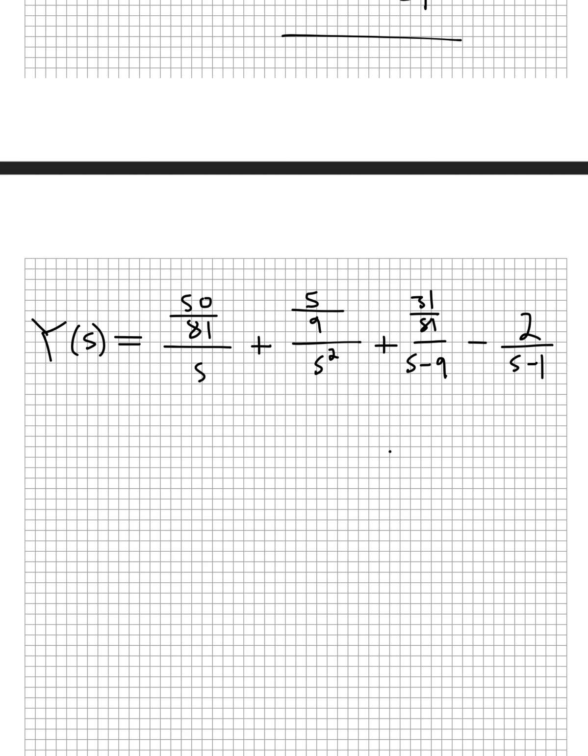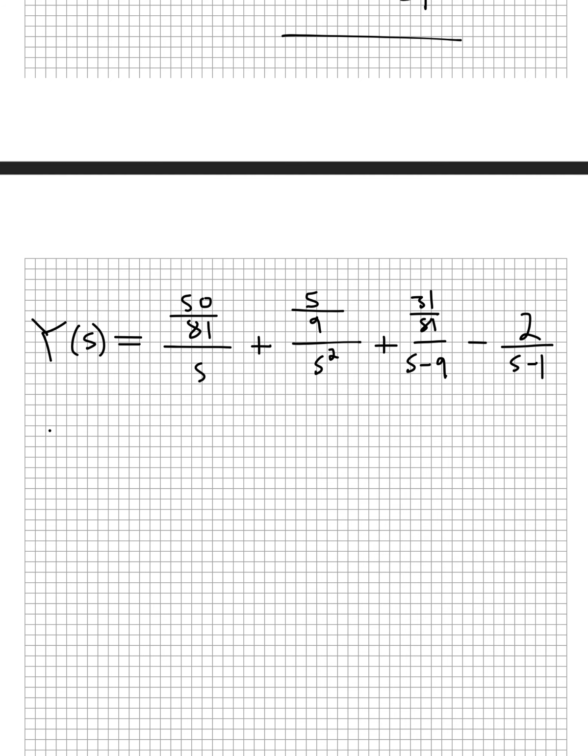And if you were to do back transformations to get to the right answer, this is what you would end up having. Notice this is 1 over s, right? This is 1 over s squared. This is 1 over s minus 9. This is 1 over s minus 1. And then you just pull out the constants, right?